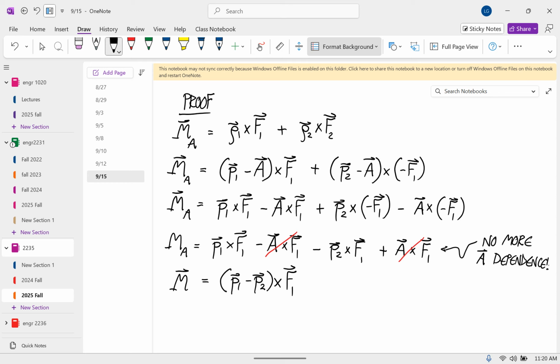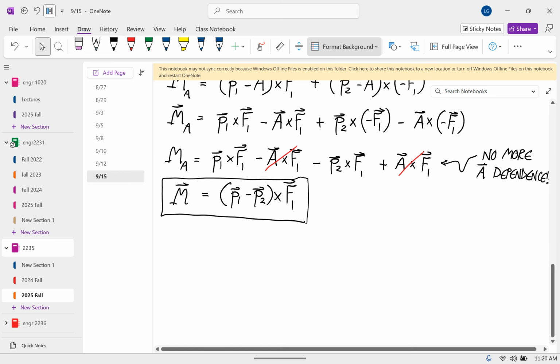Okay. That's a formula you can use, but that's not going to be something we need in this class. What really matters is that for a couple, that moment, no matter what the about point is, it's the same thing. It's just a pure moment that you add into the rotational Newton's second law. Okay, so let's do a 2D example. Anybody have any questions about that proof?